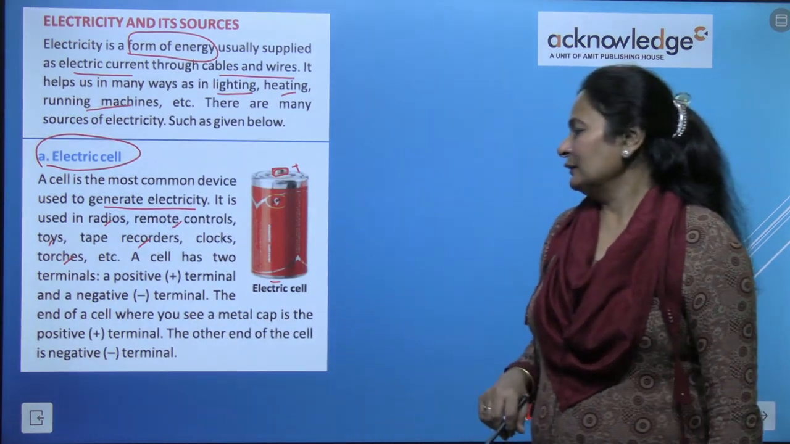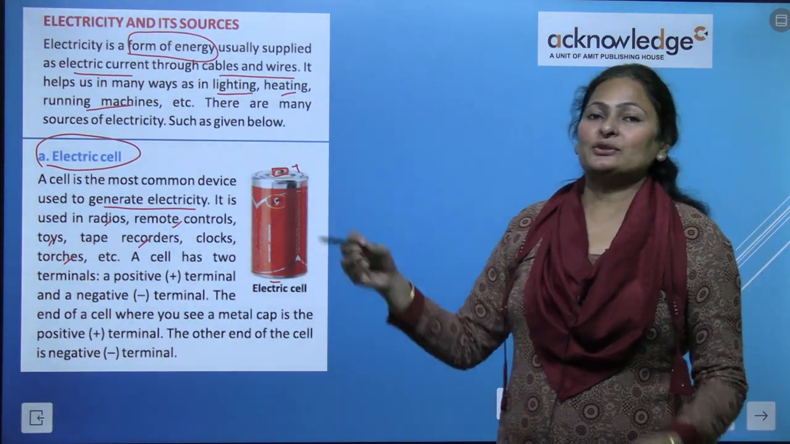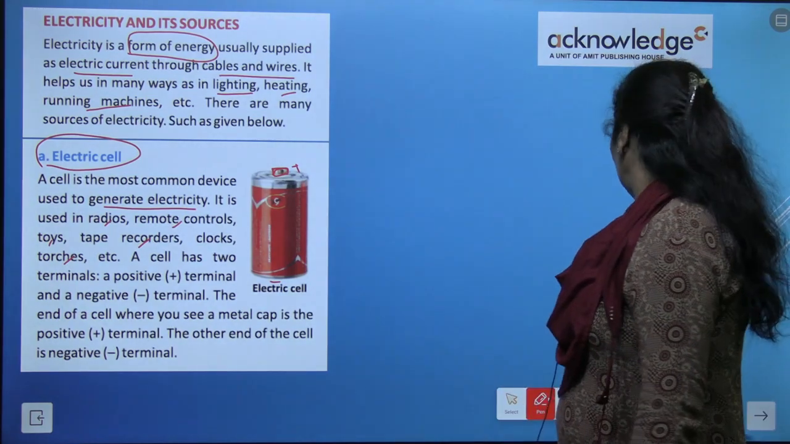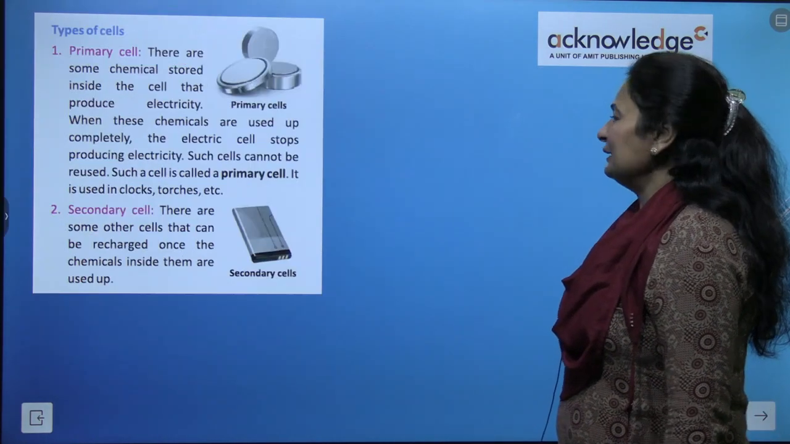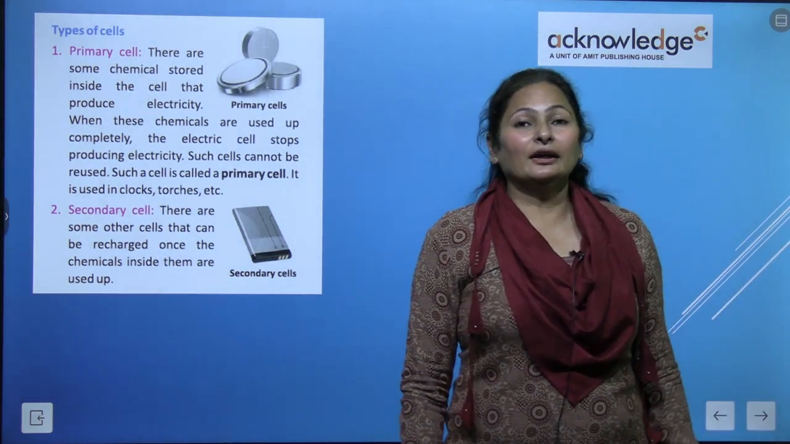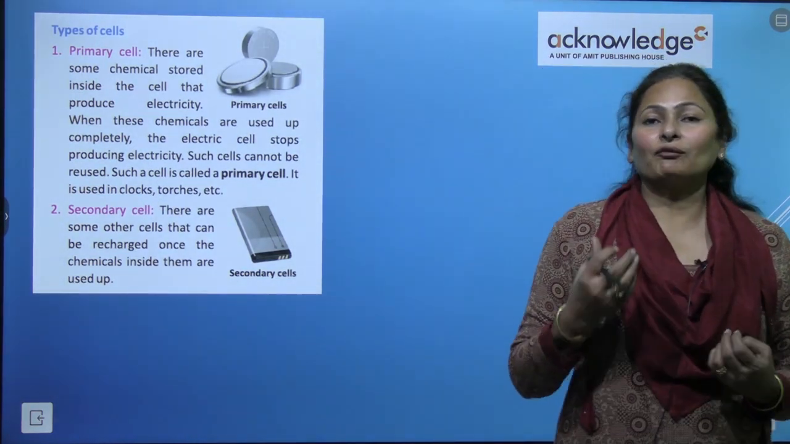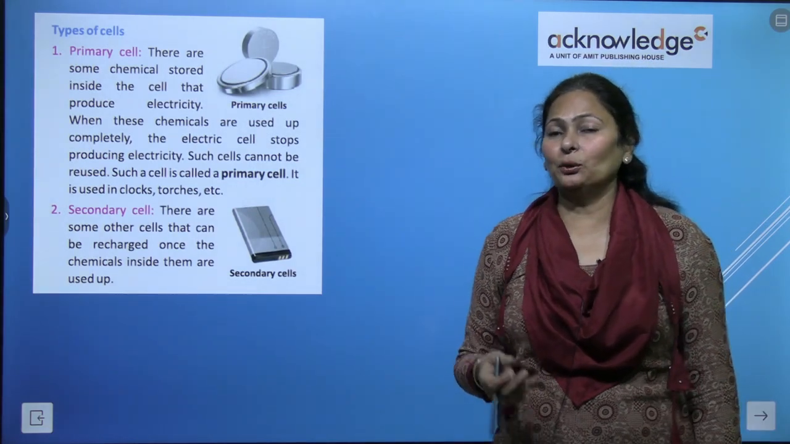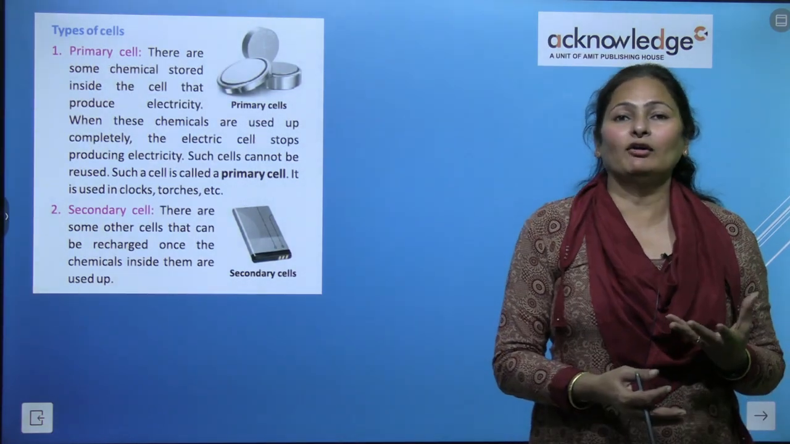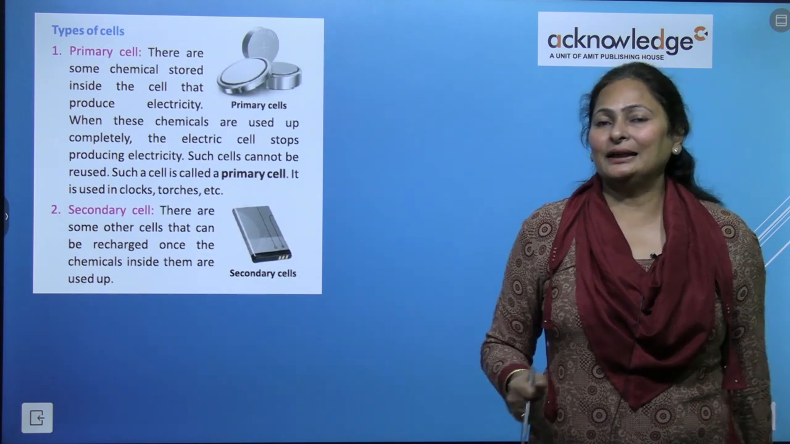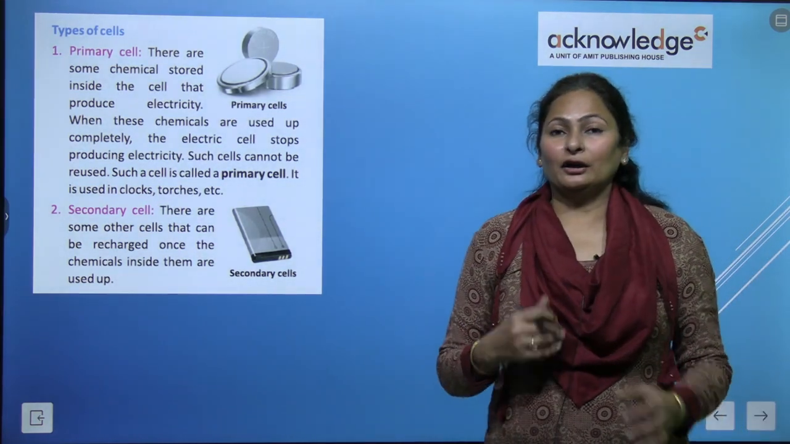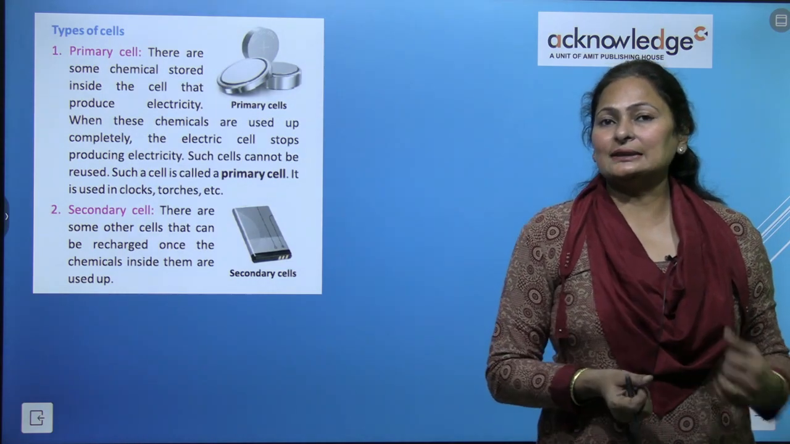This is the positive terminal of the cell. All batteries have positive and negative terminals. Understand it very carefully because you will be getting more into it in your higher classes, right? So this is the base of that chapter, electricity. Now we are talking about the electric cells.